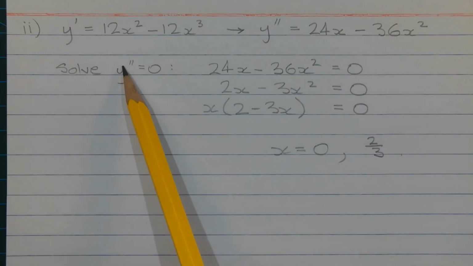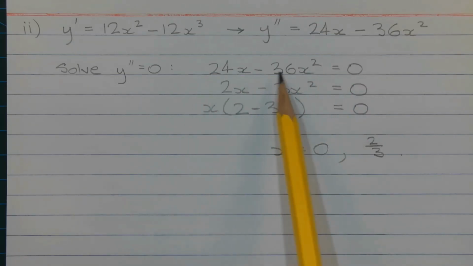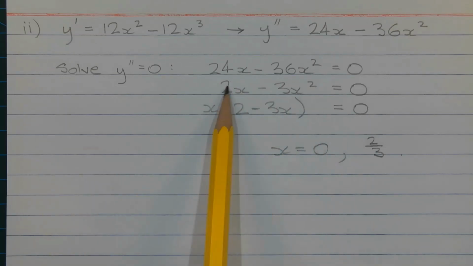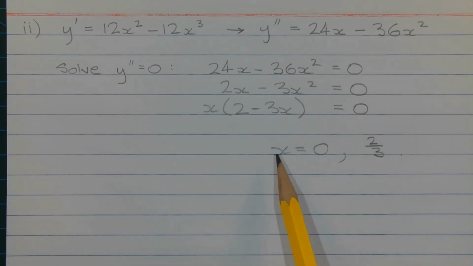Solving y double dash equals 0, we get 24x minus 36x squared equals 0. We can simplify this equation by dividing all terms by 12, and we get 2x minus 3x squared equals 0. Factorising out x from the terms on the left-hand side, we get x times (2 minus 3x) equals 0. And by the null factor theorem, we arrive at the solution x equals 0 or x equals 2 over 3.